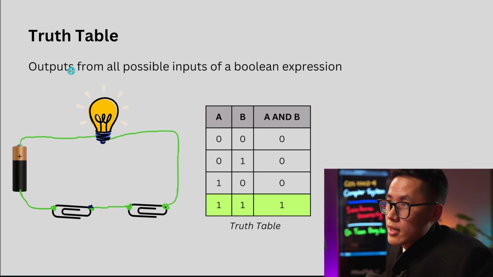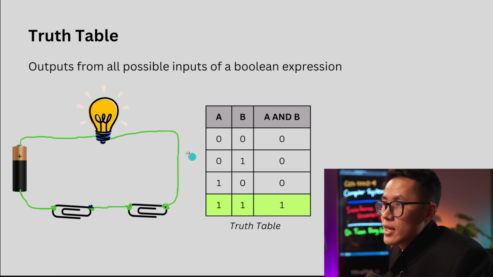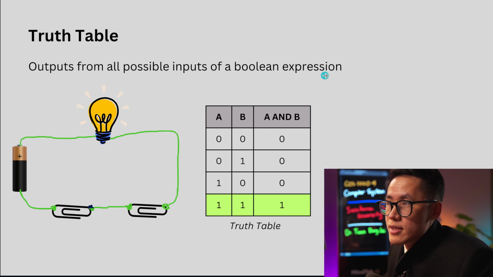Okay, now every expression that you see can have a truth table. So what is a truth table? This one is called a truth table. A truth table will represent all the possibilities and the value of each possibility. A truth table will output all possible inputs of a Boolean expression.